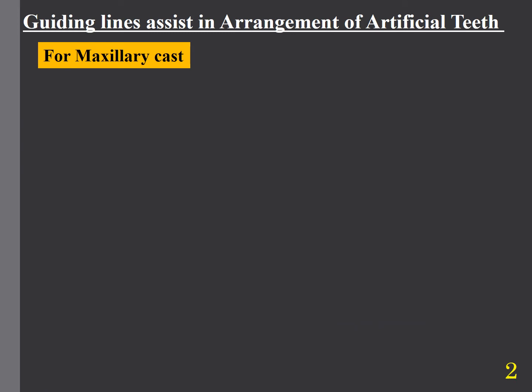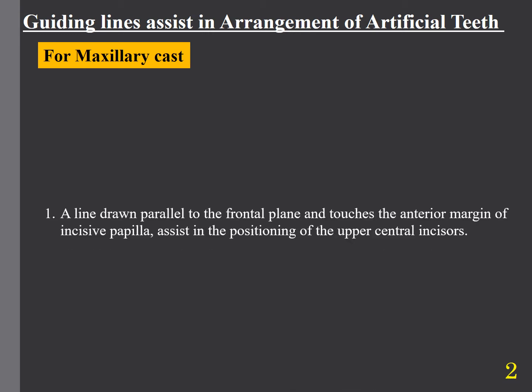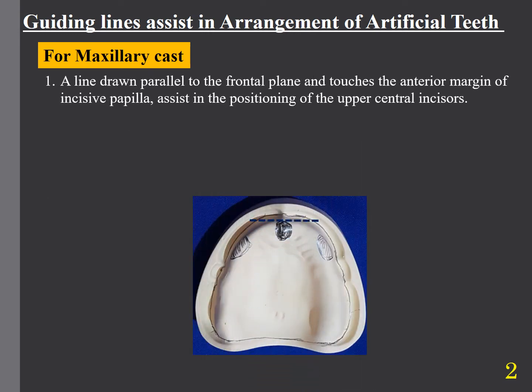The lines used for maxillary cast: number 1, a line drawn parallel to the frontal plane and touches the anterior margin of the incisive papilla. It assists in the positioning of the upper central incisors.